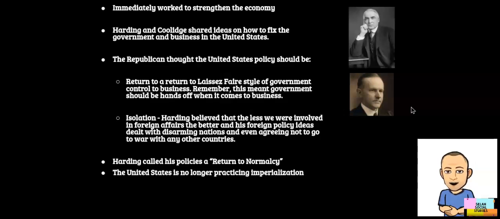The other policy that Republicans supported was this idea of isolation. Remember, we covered U.S. imperialism and America's annexation of countries like Puerto Rico, Guam, and the Philippines. So imperialism is the policy of extending the country's power and influence through diplomacy or military force. And it was one of the 4 main causes of World War I. So Harding felt that it was time for America and their dealings in foreign governments to come to a stop. So President Harding's foreign policy ideas dealt with disarming nations and even agreeing not to go to war with any of these countries. Imperialism in the United States is now dead in what Harding calls the country's return to normalcy.